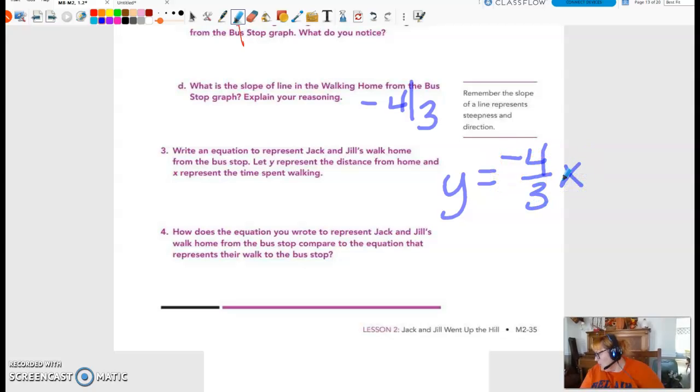But where did we start? We started at 30 yards away. So we have to say plus 30. So you're at 30 and you're going to subtract that 4/3 each second.